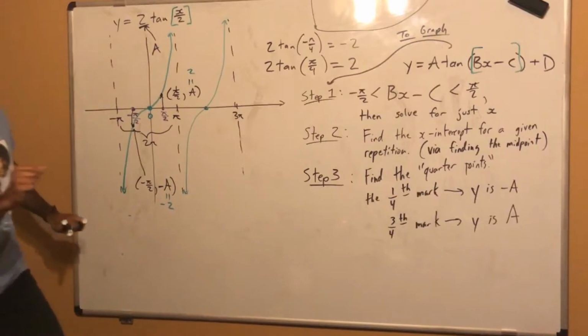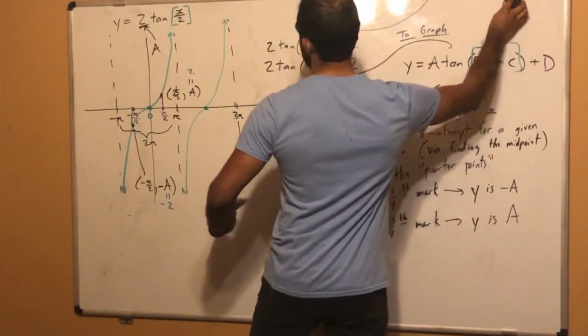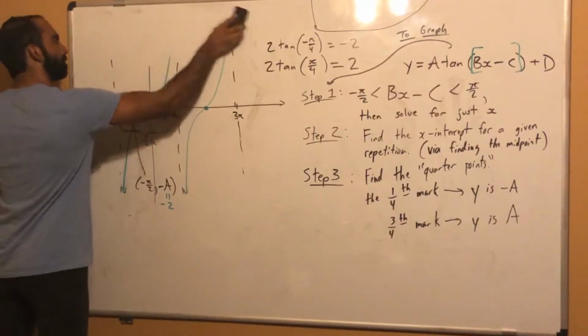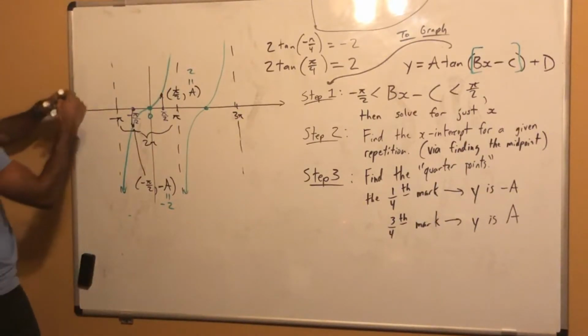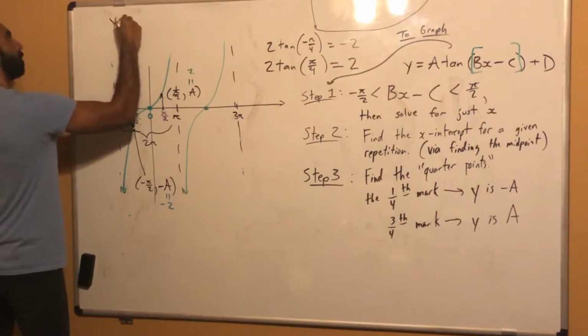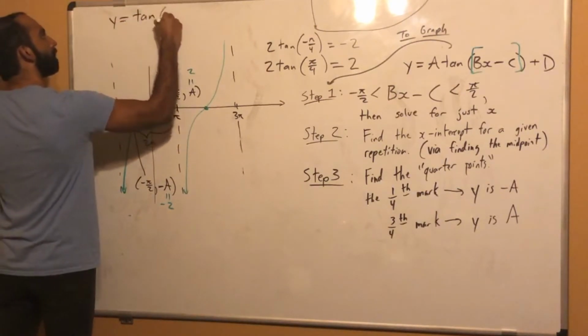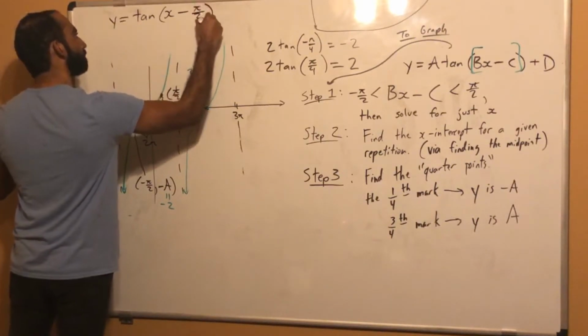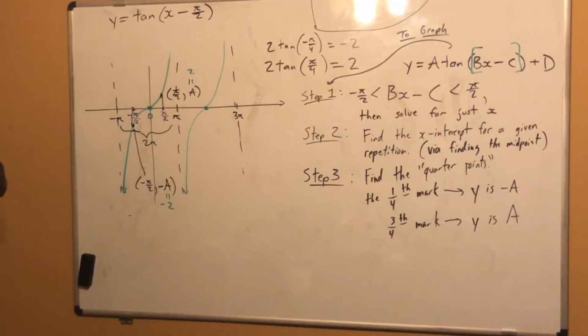Actually, before we move on, I want you guys to take a minute to try this problem just on your own. So use this procedure to graph y equals tangent of x minus pi over 2. This is the first problem on your worksheet for tangent. So go ahead and do that.